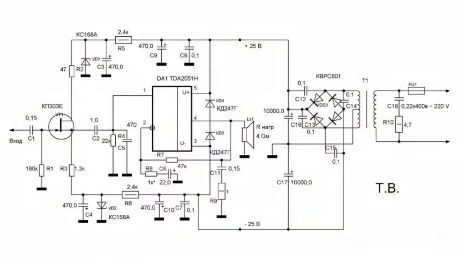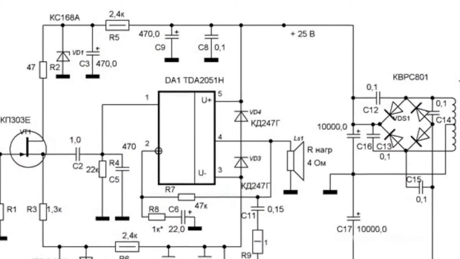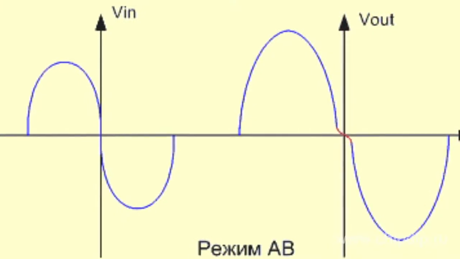Class AB. Most hi-fi amplifiers belong to this intermediate class. They combine features of A-class amplifiers, relatively quality signal, no distortions, but with relatively high efficiency, a bit lower than class B.